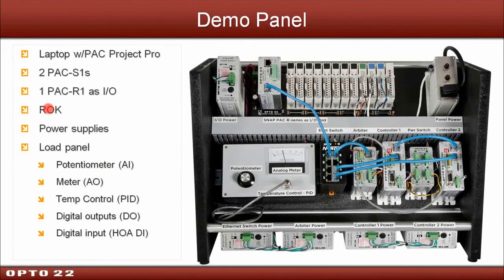Then I have the ROK. The ROK is a redundancy option kit, and the first component of that is this one right here. That's the arbiter. And the second is that redundant power supply switch. Again, not a power supply, just a power supply switch. So my power supplies are all down here along the bottom. So I have an Ethernet switch power, a switch for my arbiter power, my controller power, controller 1 and controller 2. I also have a power switch up here for my I/O, and then an overall panel power.